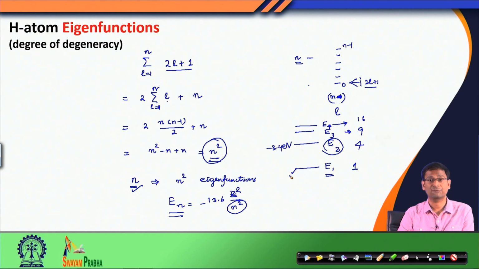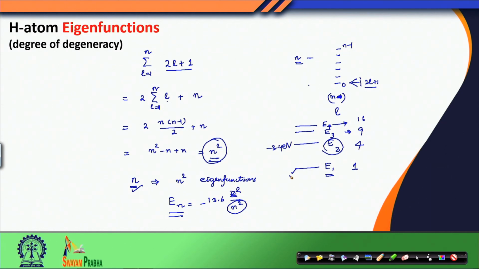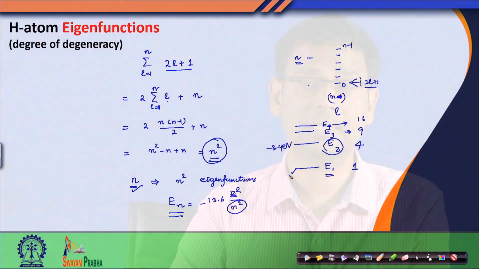What are these eigenfunctions? What are their functional forms? That we still do not know, and this is what we would discuss in our next class. In today's class, we would conclude here by discussing the hydrogen atom's energy levels, the hydrogen atom's emission spectrum, and we will continue our discussion on the eigenfunctions of hydrogen atom in our next class.